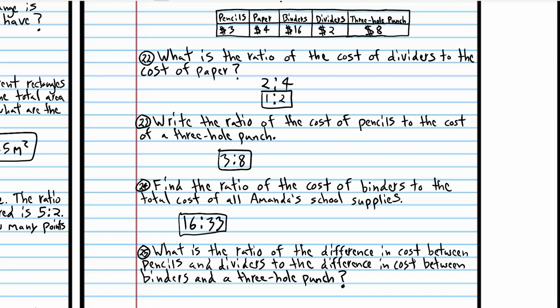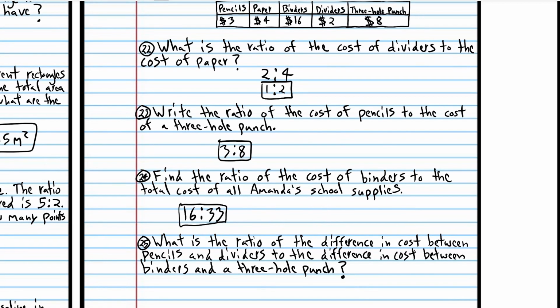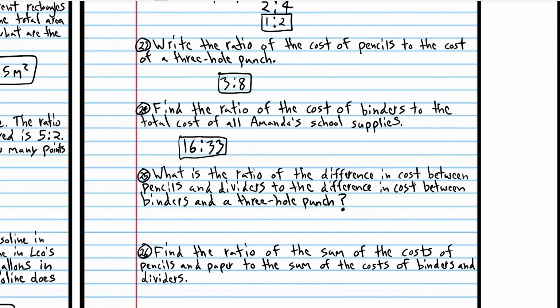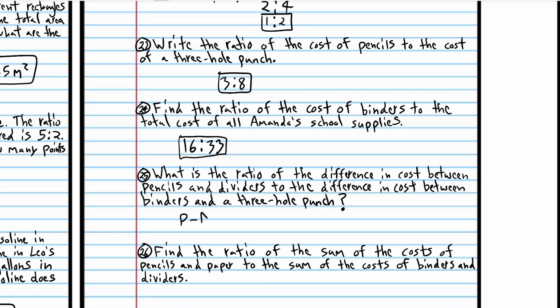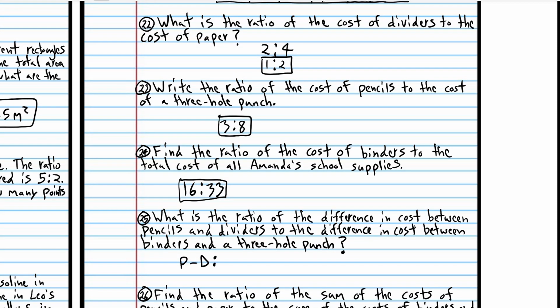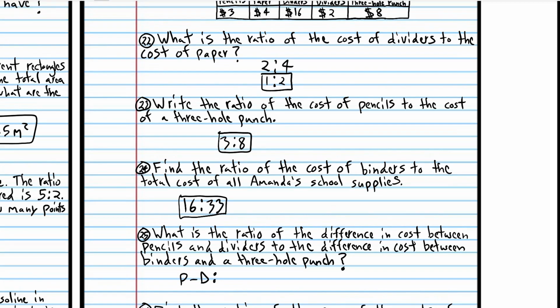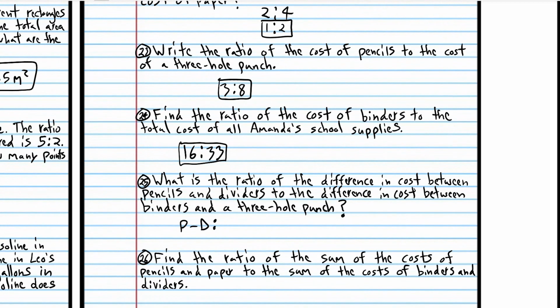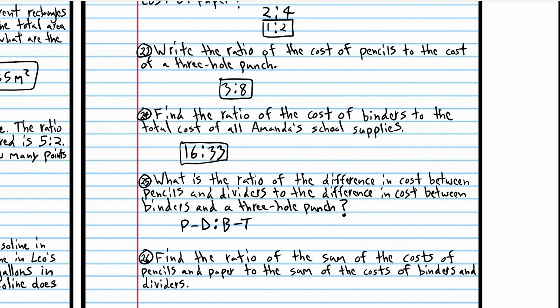All right, we're back. What is the ratio of the difference in cost between pencils and dividers? So we want pencils minus dividers, colon, and the difference in cost between binders and a 3-hole punch. Binders and a 3-hole punch. So that's the ratio that we're looking for.